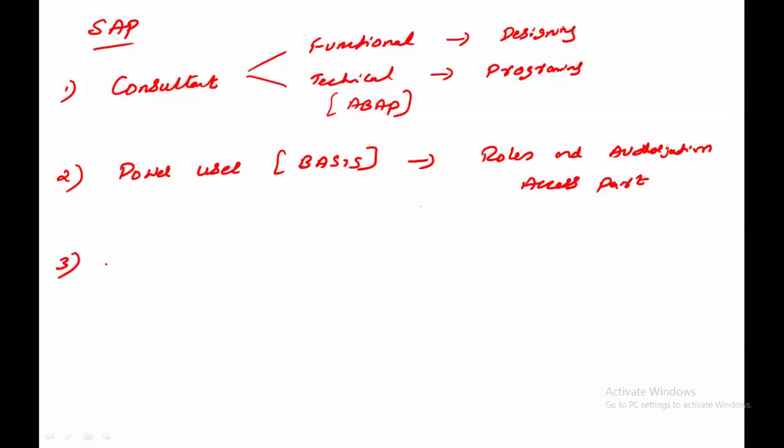Then you have the third level, which is the end user. They use the system directly. If I take an example of Amazon, we as users open Amazon, and if we need anything, we will directly add the material to the cart and order it. So we are the end users. As soon as you open Amazon, it will ask you to enter the credentials. Those credentials will be provided by the power user, so they are working on the roles and authorizations.